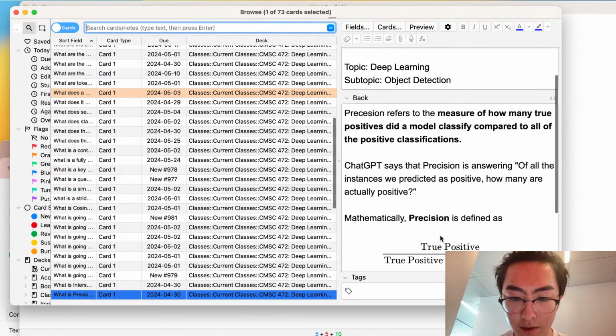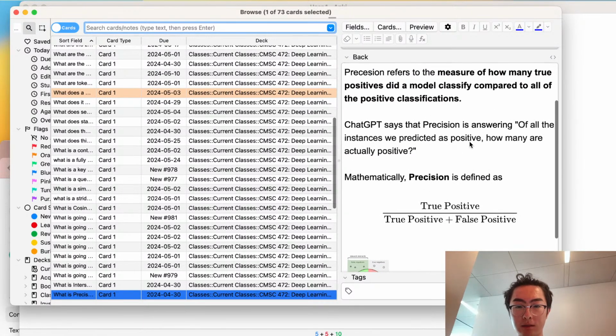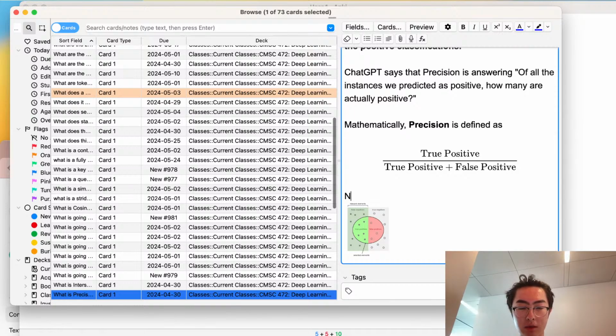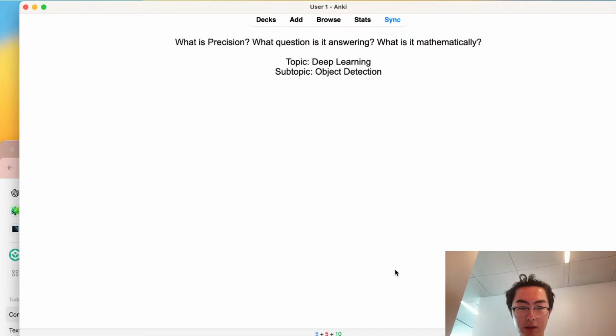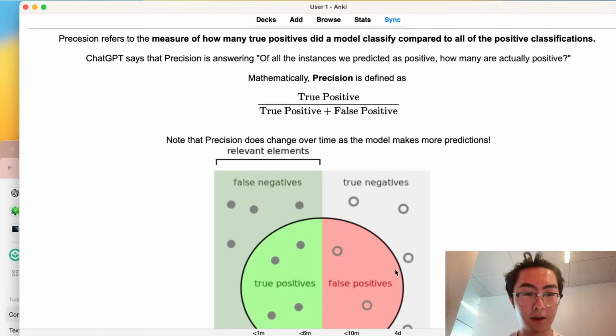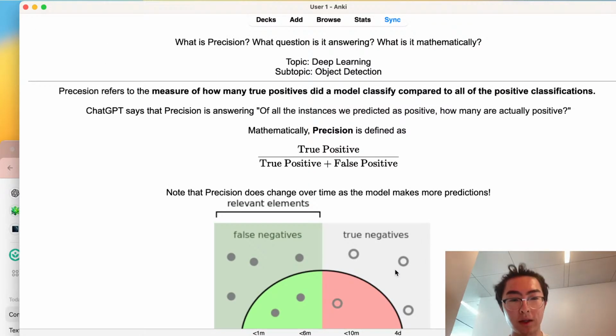So I'm gonna modify this maybe. Note that precision does change over time as the model makes more predictions. I think that's the key thing to know, that precision does change whenever the model makes more predictions. So what is precision? What question is it answering? What is it mathematically? I'll try to answer this without looking at what I wrote down.